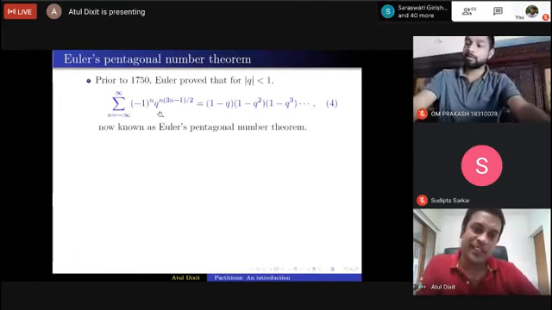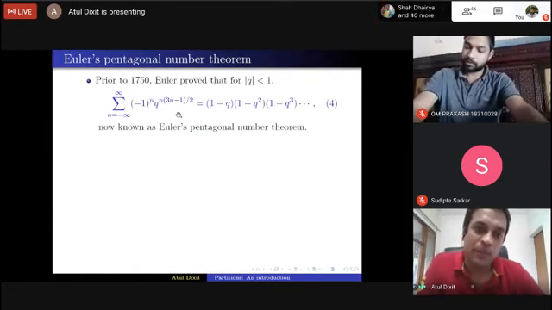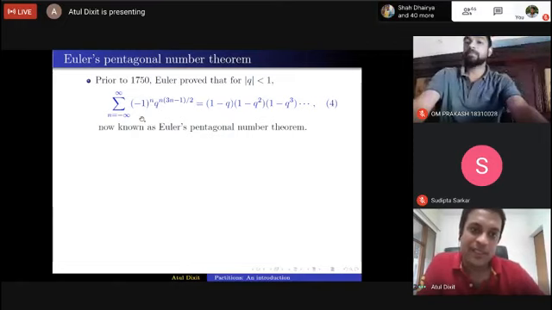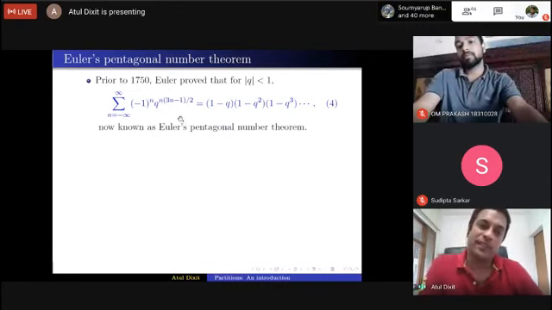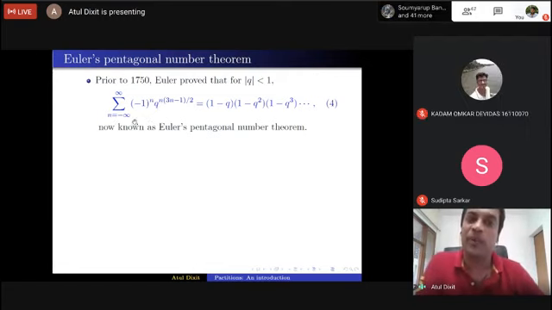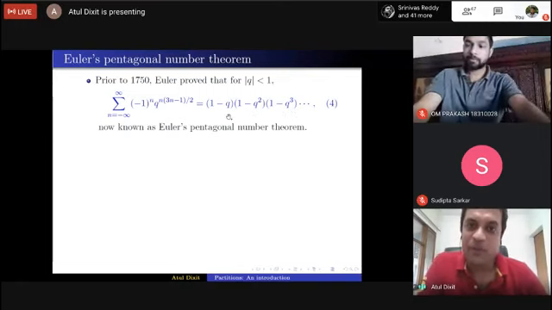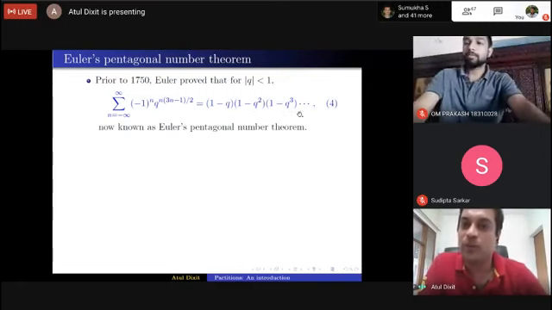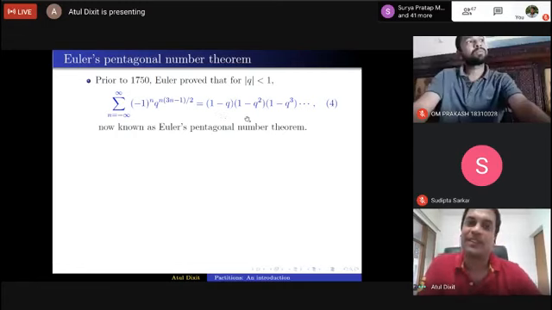So here is a theorem of Euler, a very famous theorem. It's called Euler's pentagonal number theorem, because the numbers here, when n goes from minus infinity to infinity, are called generalized pentagonal numbers. What Euler had proved was, if you consider this bilateral series going from minus infinity to infinity, it is given by (1 minus q)(1 minus q squared)(1 minus q cubed), and so on. This is exactly the reciprocal of the generating function for the partition function.